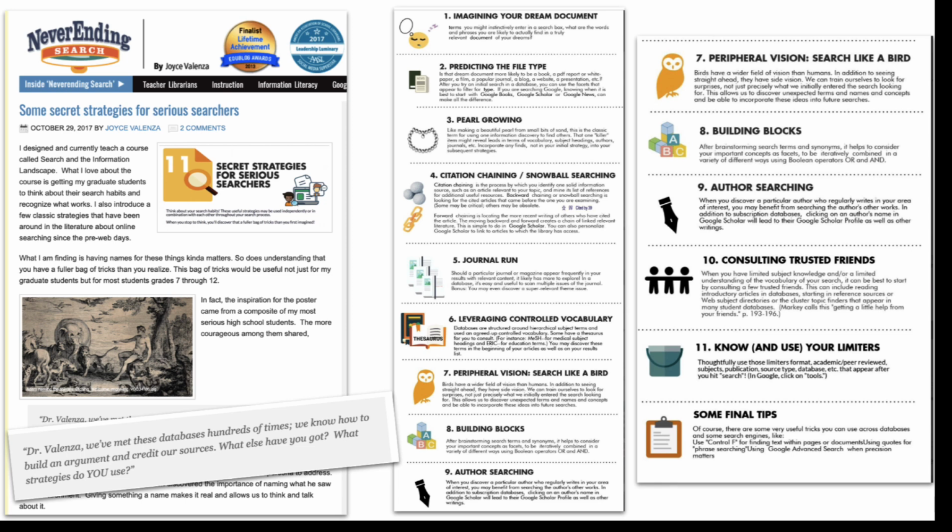So there are toolkits. This is the toolkit that I've introduced to you in 530 that are traditional strategies for serious searchers: pearl growing and citation training, predicting file types and using peripheral vision, author searching, limiters and filters, building blocks and checking references, old friends, and all of that stuff. That still is useful. And we have stuff that we're adding to our toolkit.